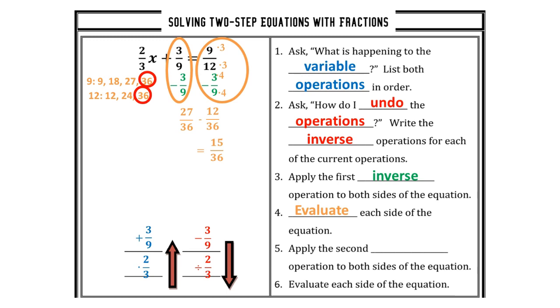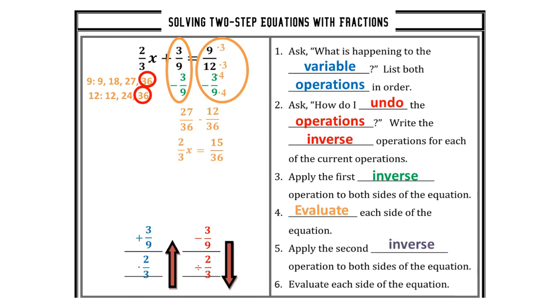The denominator stays the same. I just do 27 minus 12 to get 15. On the left side of my equation, 2/3 x is still there. We canceled out 3/9 by subtracting 3/9 to get that identity of 0. Now, the next step is I'm going to divide both sides by 2/3. That brings us to step 5.